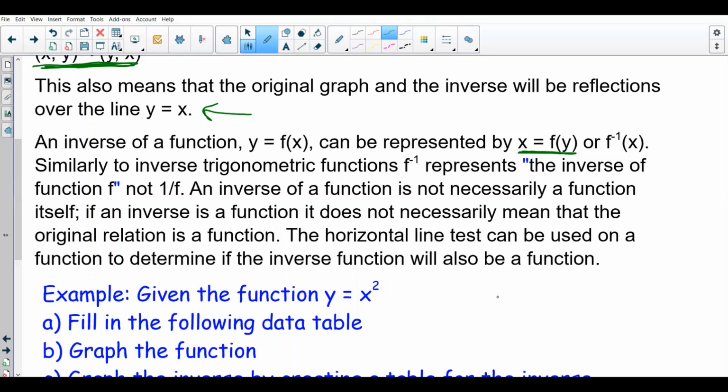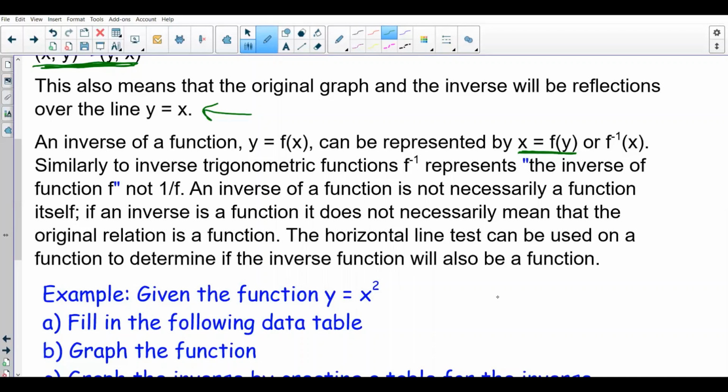One thing that's really interesting about taking the inverse of a function is that the inverse of a function is not necessarily a function itself. If the inverse function doesn't pass a vertical line test, then the inverse function is no longer a function, even though we tend to still talk about it being a function if the original function was a function.